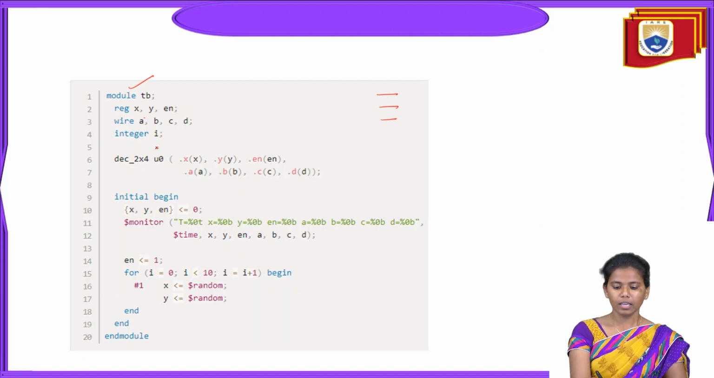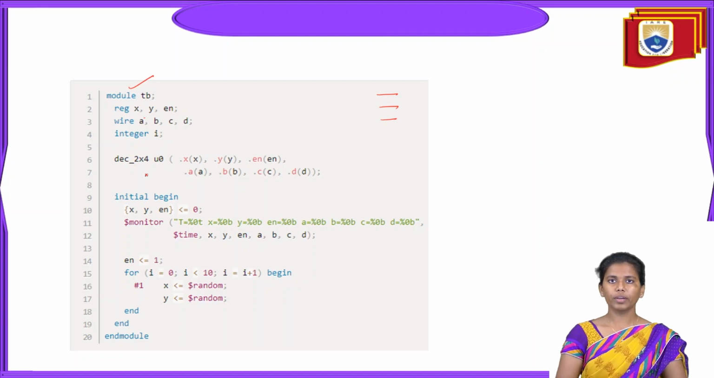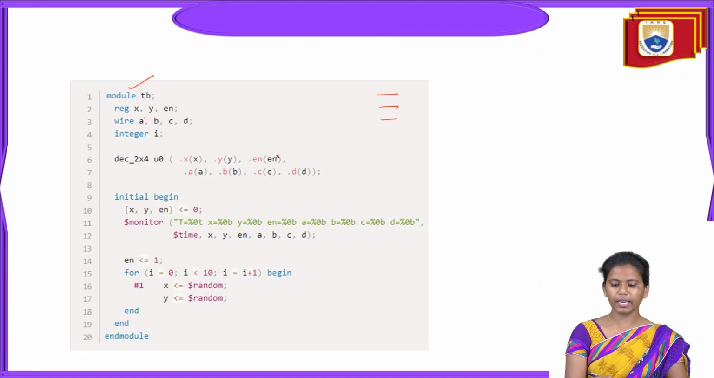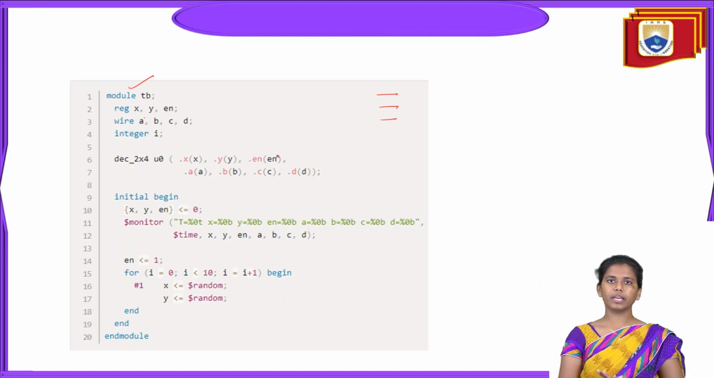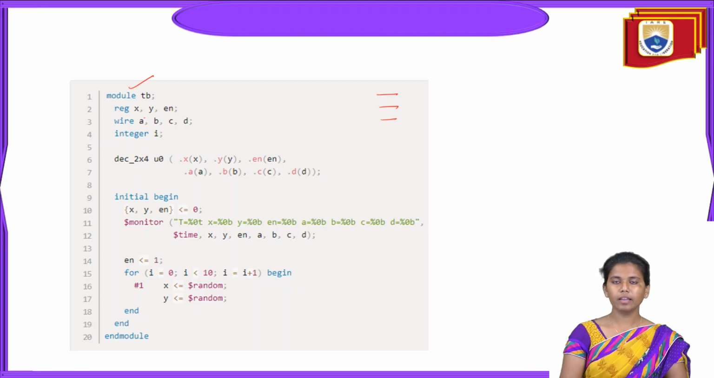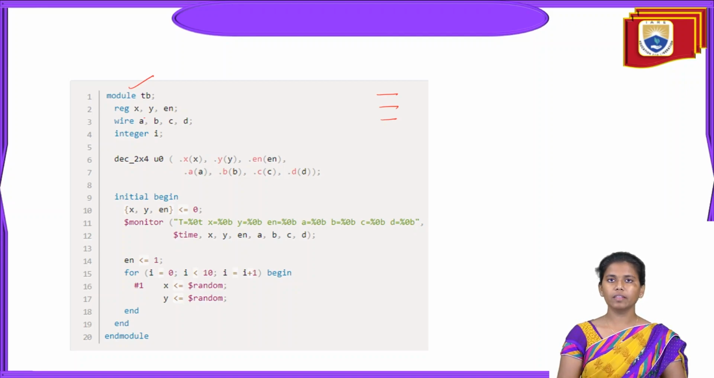And now we will see the integer I, the 2 by 4 decoder. So here the decoder is 2 by 4, as we know, 2 inputs and 4 outputs, right? Based on X, Y and enable, based on the enable bit, we can get the output. Now we will start the code with the initial begin. In the initial begin, X, Y and enable, and based on the enable bit, the output is to be considered.